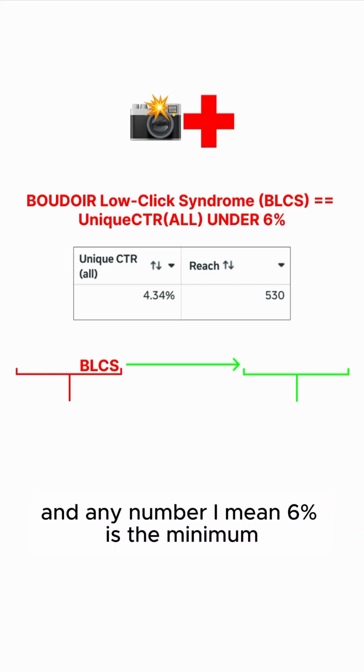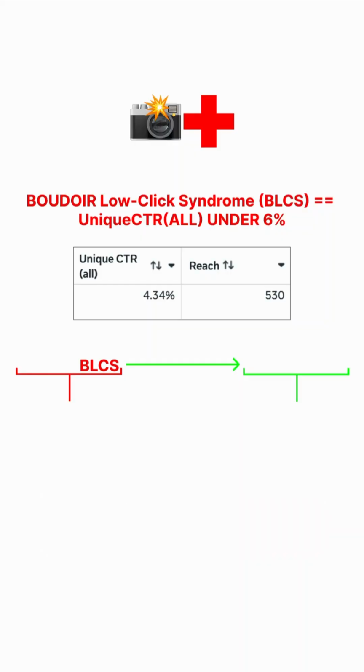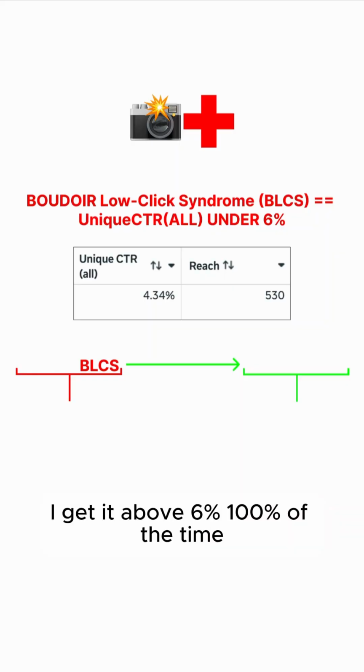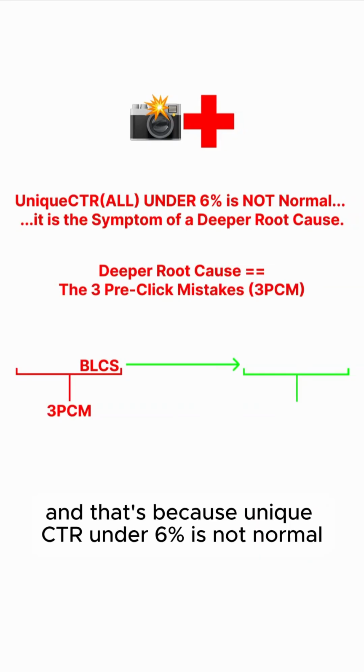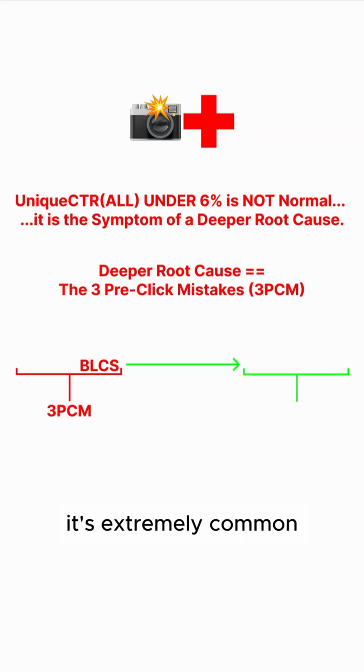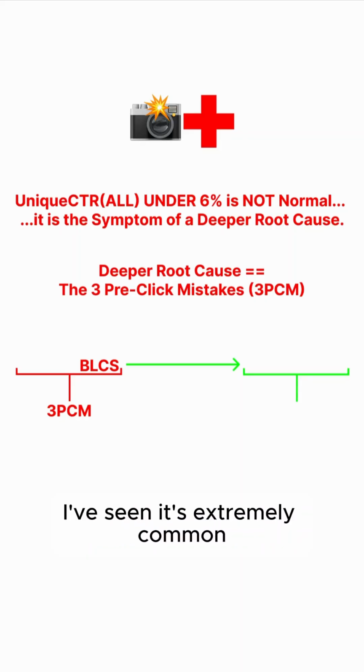And 6% is the minimum. Every boudoir Facebook ad can be above 6% easy. Even if I put in no effort, I get it above 6%, 100% of the time. So below 6%, we've got issues, and that's because a unique CTR under 6% is not normal. It's extremely common, literally 100% of boudoir Facebook ads I've seen, but it's not normal.